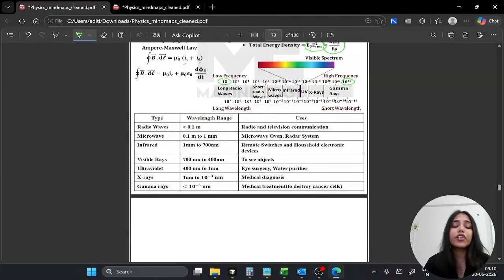So, long radio waves are what? Waves which have wavelength greater than 0.1 meter. We use them in radio, television, communication, etc. Then we have microwaves that are used in radar systems, ovens, etc. We have infrared that is used in household remotes. Then we have visible rays that we are actually able to see. That range is only from 700 nanometers to 400 nanometers. Then we have ultraviolet rays that are used for water purification and eye surgery, X-rays that are used for medical diagnosis, and gamma rays that are used to destroy cancer cells.